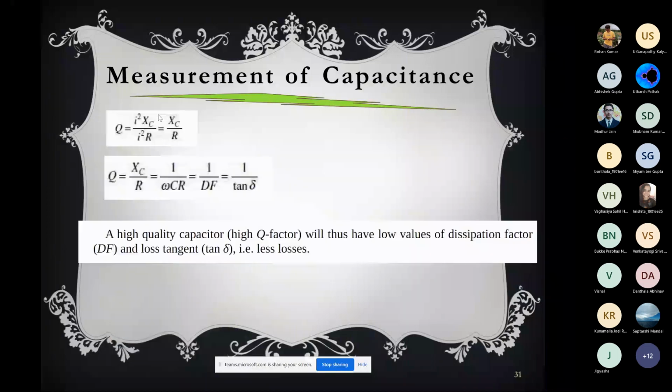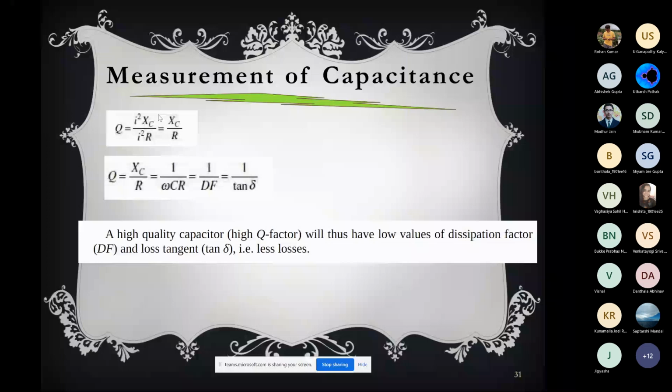Now another thing is the quality factor Q. What is Q? Q is I squared XC by I squared R, so XC by R. Is there any relationship between Q and tan delta? You see there is a relationship. Q is XC by R, and XC means 1 by omega C, so Q will be 1 by omega CR, which equals 1 by DF. That means Q is 1 by the dissipation factor, which is 1 by tan delta.